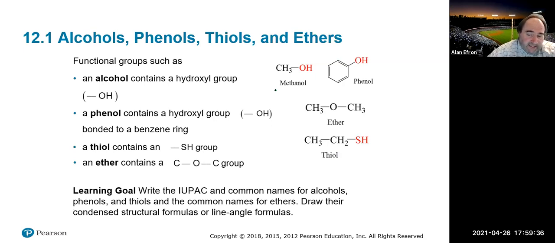So let's talk about the functional groups of each of these. The functional group for an alcohol is the OH group. As soon as we see that OH group, we know that we are dealing with an alcohol. We actually saw that in the reaction that we just looked at with our alkene. When we add water to an alkene, we make an alcohol.